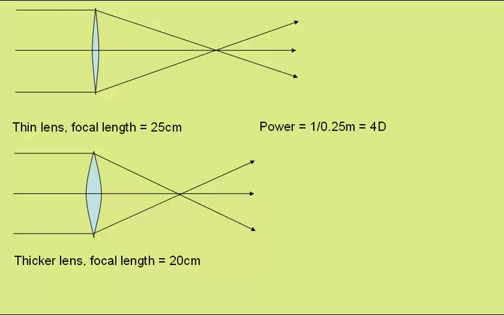Here we have a thicker lens, and you'll see it brings the rays together closer to the lens. It has a shorter focal length of just 20 centimeters. So the power of this lens is 1 over 0.20 meters, giving it a power of 5 diopters.